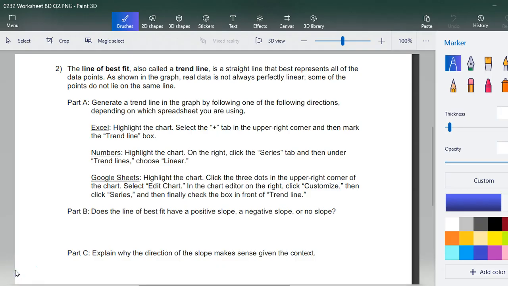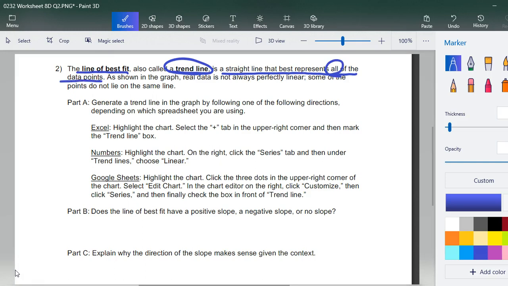So moving on to question 2, the line of best fit. Well, we haven't been talking about vocabulary in just a while, but these are words that you're going to need to add to your glossary, your flashcards, or Google Doc, whatever it is that you're creating to keep these words in front of you and to memorize them. The line of best fit is also called the trend line. And what is it? Well, it's a straight line that best represents all of the data points.